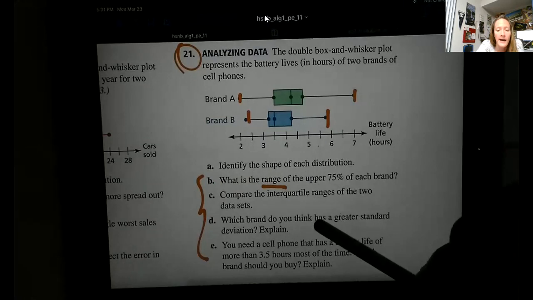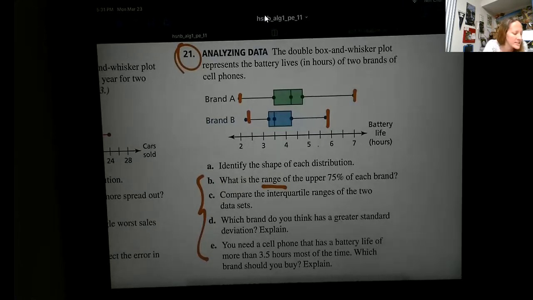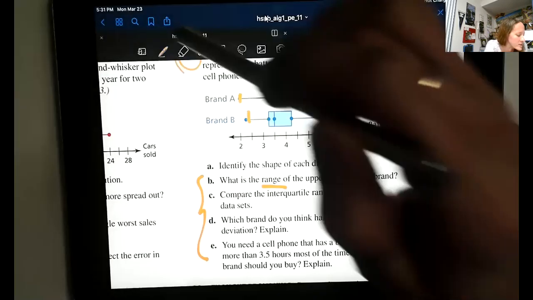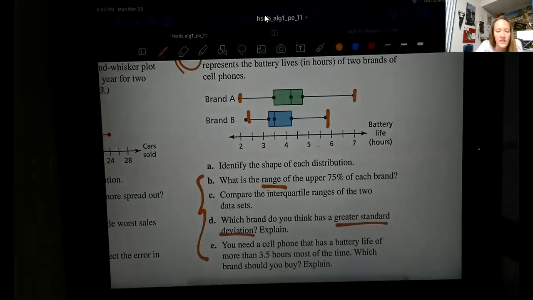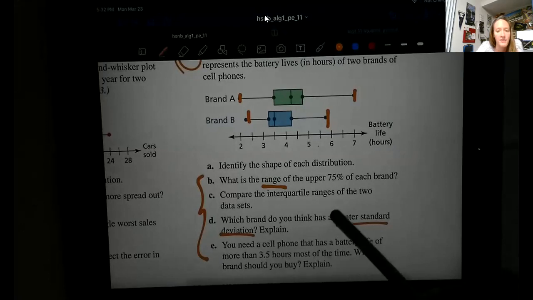Which brand has a greater standard deviation? You might have to peek back at your notes from section 11.1 to see if you can figure out standard deviation. Doesn't that have to do with how the data differs from each other? Deviation, deviate, to change. I wonder if that has something to do with being spread out. Anyway, think about that one. And then letter E has to do with if you need a cell phone that has a battery life of more than 3.5 hours. Just think about the data and say, well, which one seems to be the better brand?